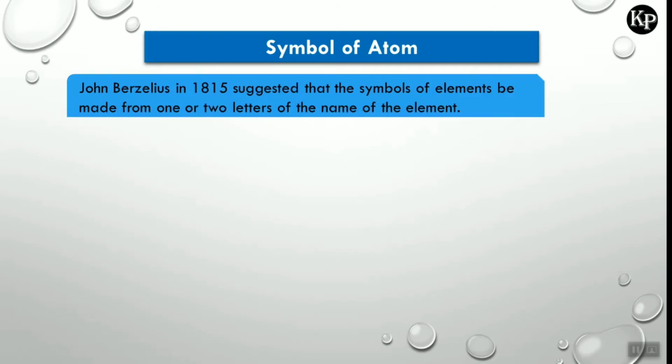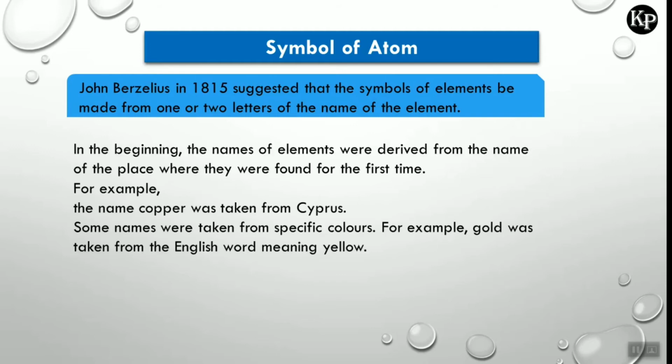After that, in 1815, John Berzelius suggested that the symbol of an element be made from 1 or 2 letters of the name of the element. In the beginning, the names of elements were derived from the name of the place where they were first found. For example, the name of copper was taken from Cyprus, and some names were taken from specific colors. For example, gold was taken from the English word meaning yellow.